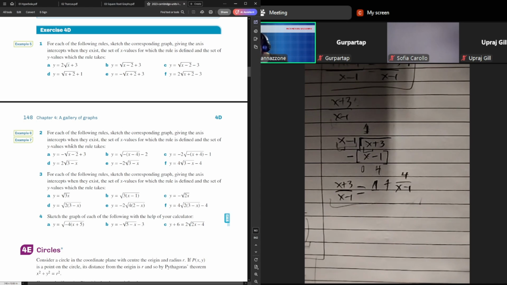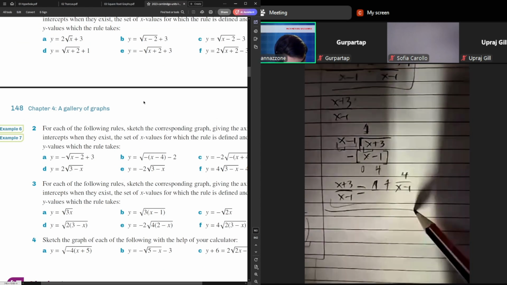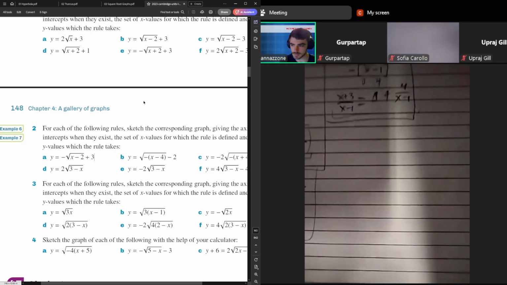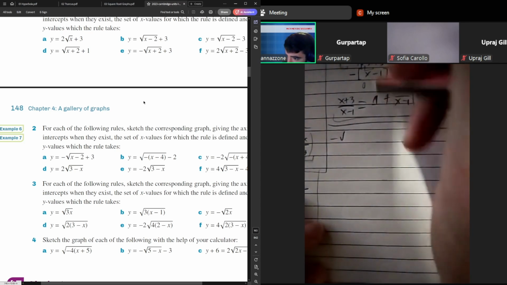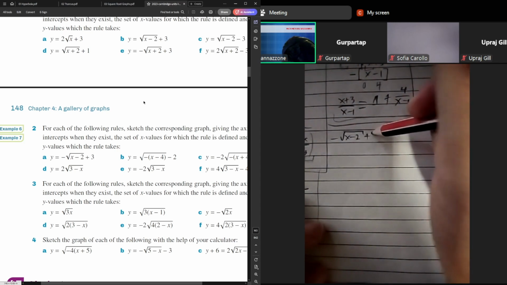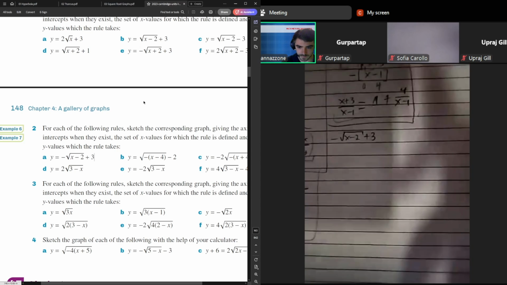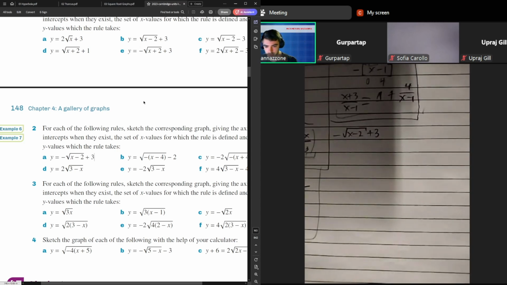So probably a good one for the root would be 2a. I'll just copy this down to the handwritten section so I don't have to click between different screens. Minus root x minus 2 plus 3. That's our function. Okay. Any thoughts on how we can start to sketch that?